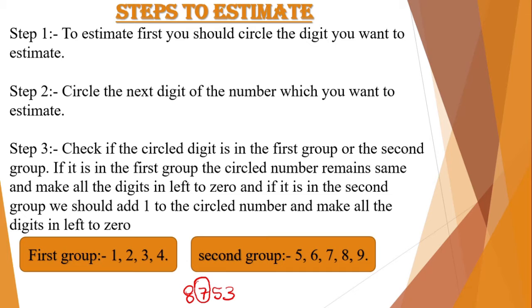The next step is to circle the next digit of the number which we want to estimate. The number which we want to estimate is 7, so the next digit of 7 is 5. Now the third step is to check if the circled digit is in the first group or second group. This means we should check that second circled digit, which here is 5. We should check if it is in the first group or second group.